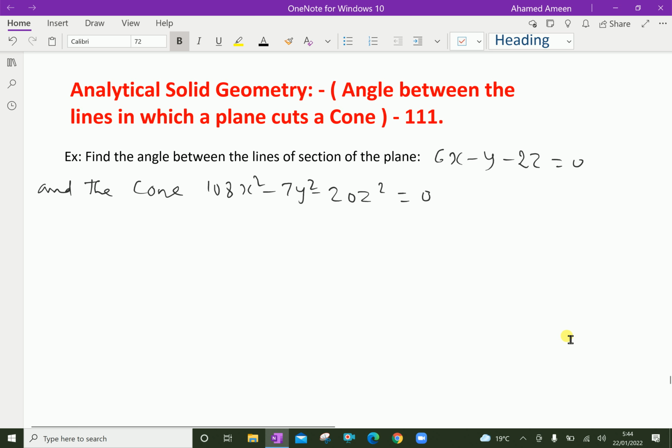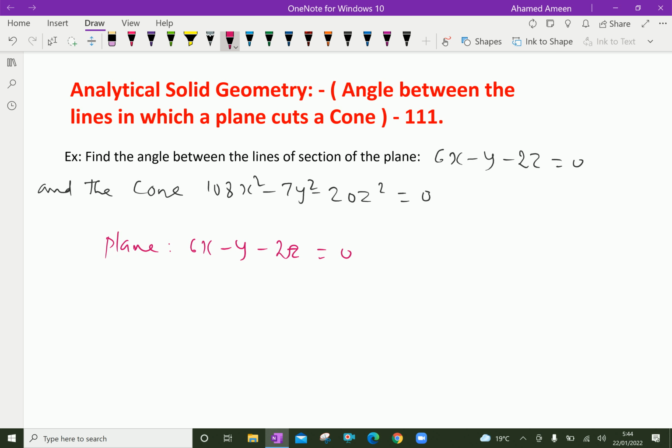Here, first the given plane: 6x minus y minus 2z equal to 0. The cone: 108x squared minus 7y squared minus 20z squared equal to 0.